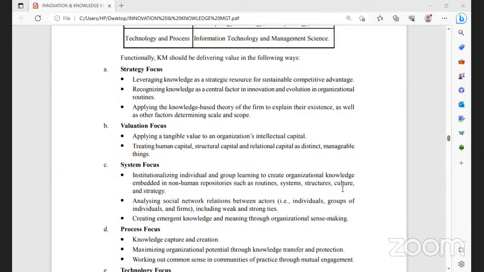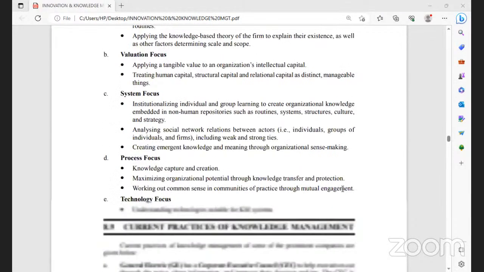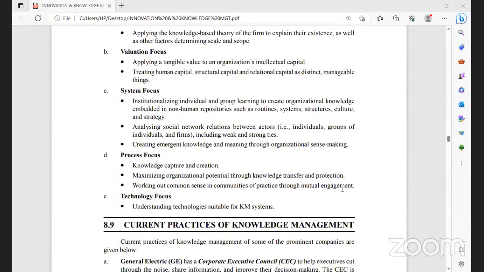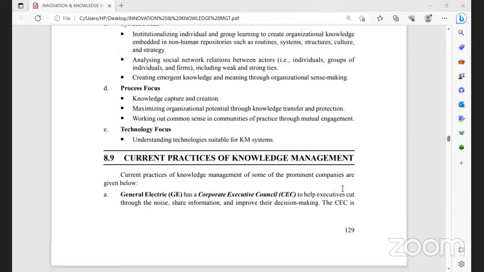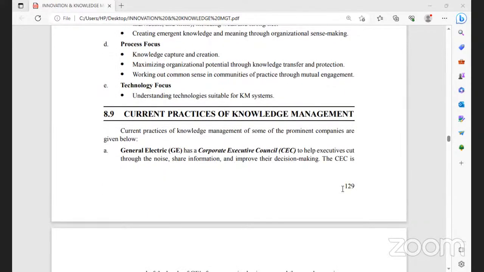Strategy: we can implement several strategies while making decisions. Valuation: in metrics it can be considered. System means a hierarchical, very linear, very systemized environment where this can be implemented. Process means a cyclical, interlinked, network process where it can be implemented. Technology focus: day-to-day upgradation in technology can be considered in making proper decisions using knowledge management.